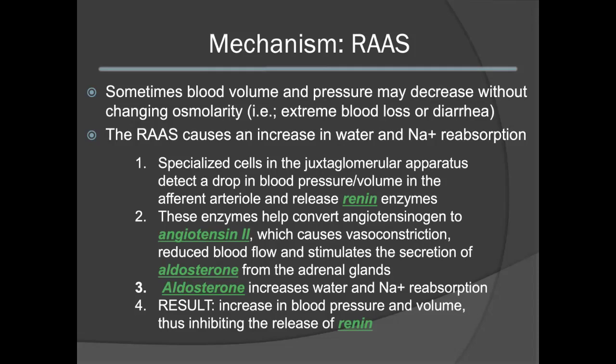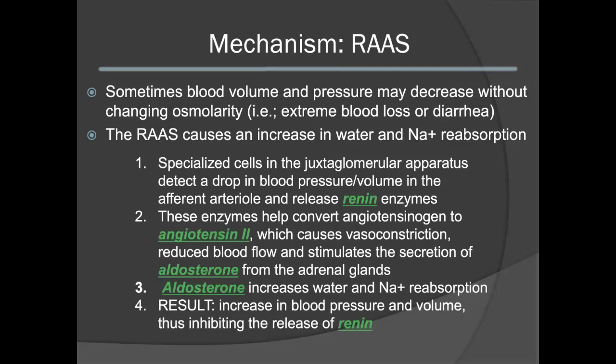Specialized cells that are present in the juxtaglomerular apparatus of the Bowman's capsule will detect a drop in blood pressure or a drop in blood volume in the afferent arteriole. As a result, when this is detected, specialized cells will release renin enzymes. These enzymes will help to convert angiotensinogen to its active form, angiotensin. This will then cause vasoconstriction, reduce blood flow, and also stimulate the secretion of aldosterone from the adrenal glands.